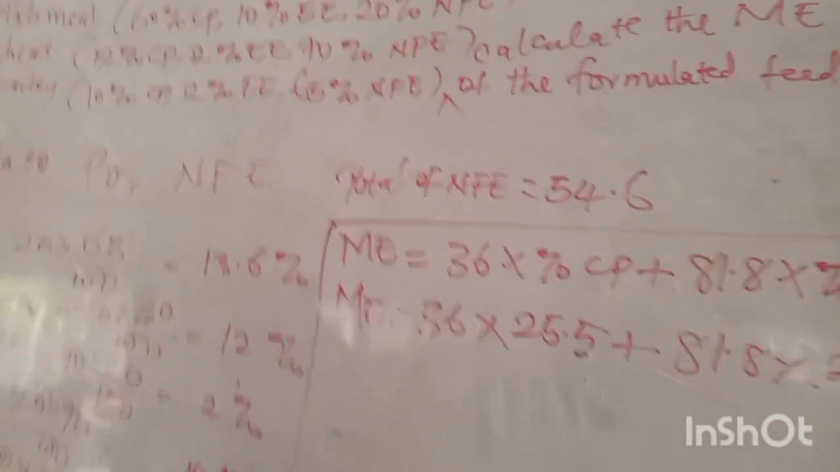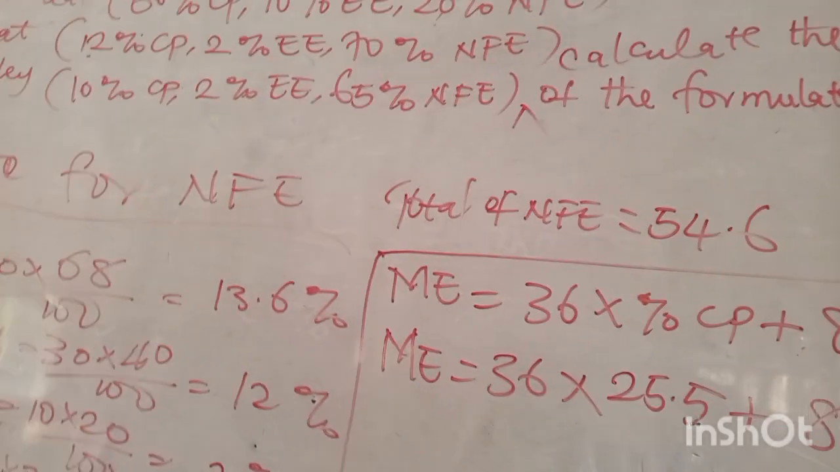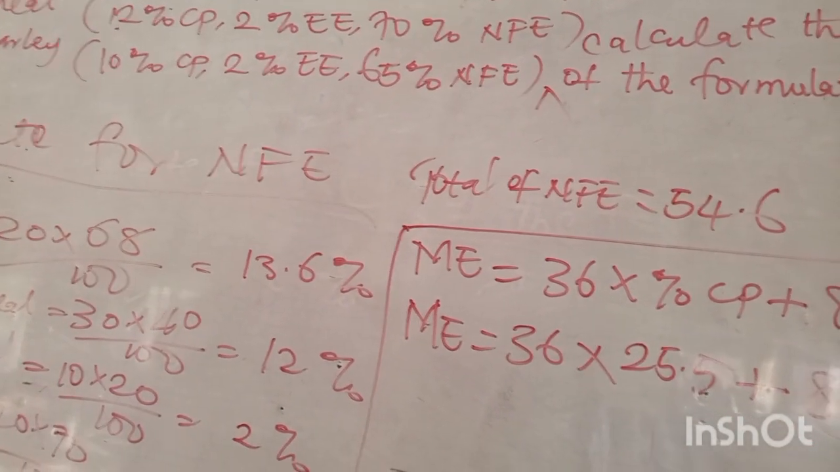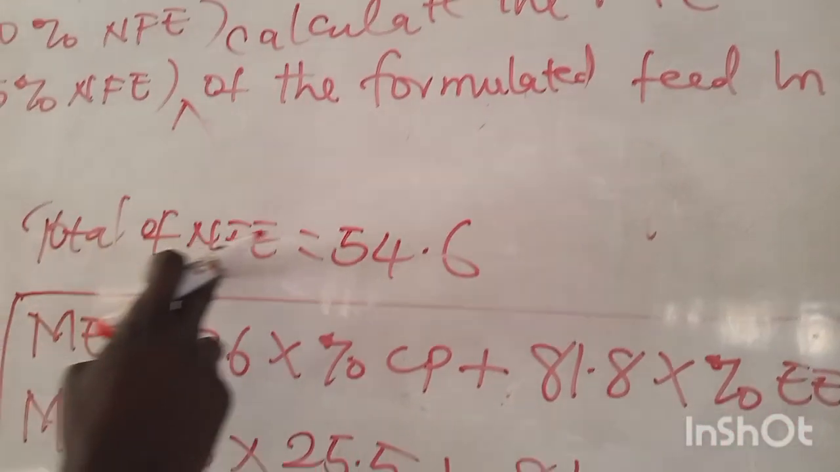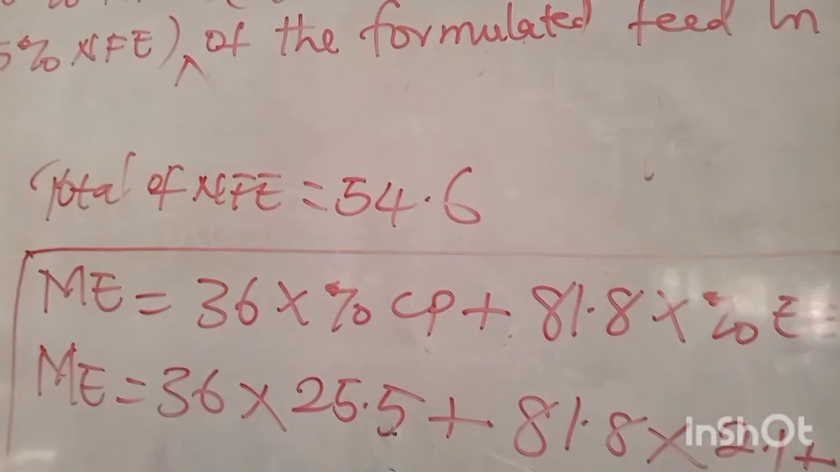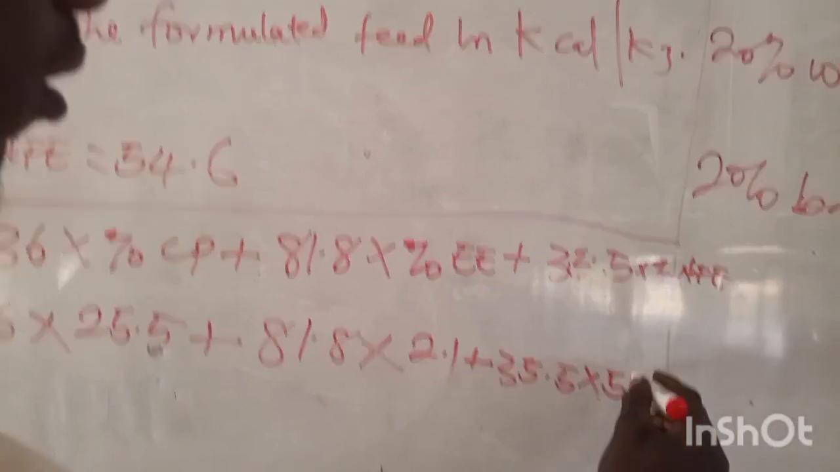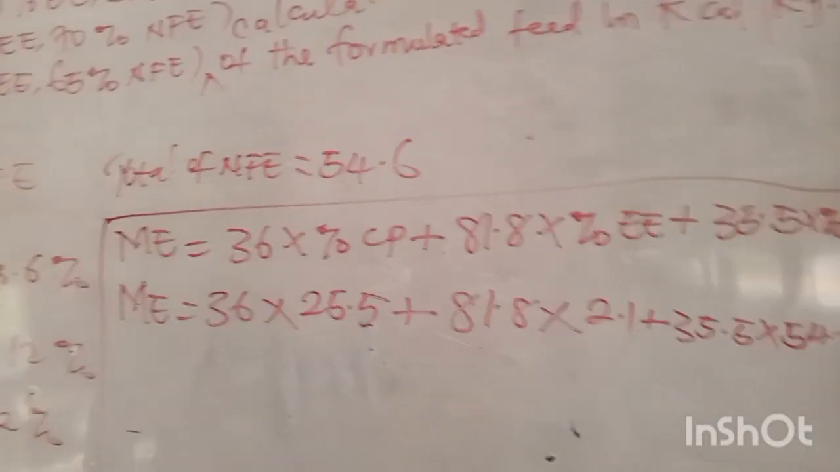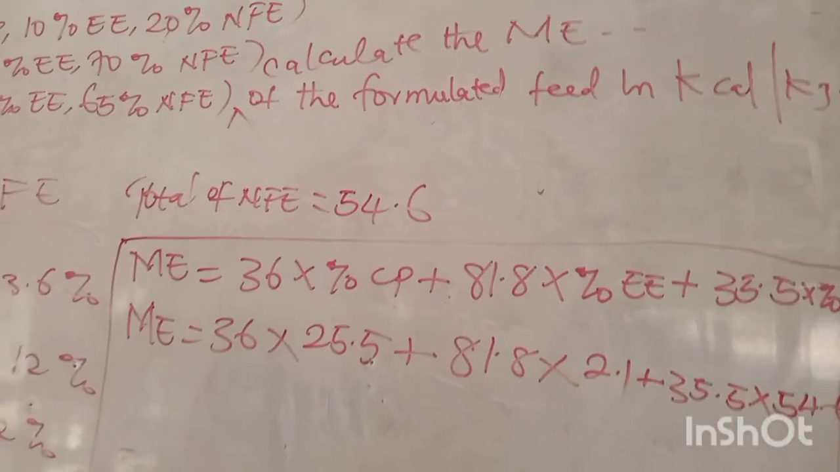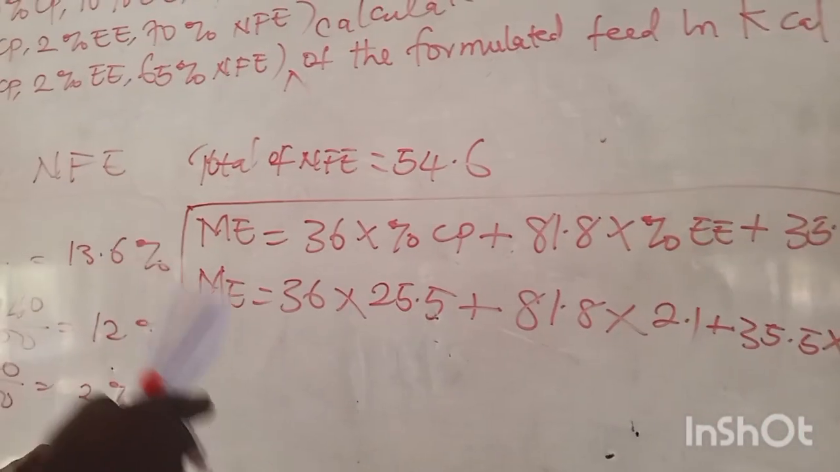Okay, NFE was 54 point what then? 54.5. Good. 54.5. Okay, 54.6. Look at it. Yes. Total of NFE is 54.6. So it's 54.6. So how do we do that? The next thing is to what? Multiply and add everything together.